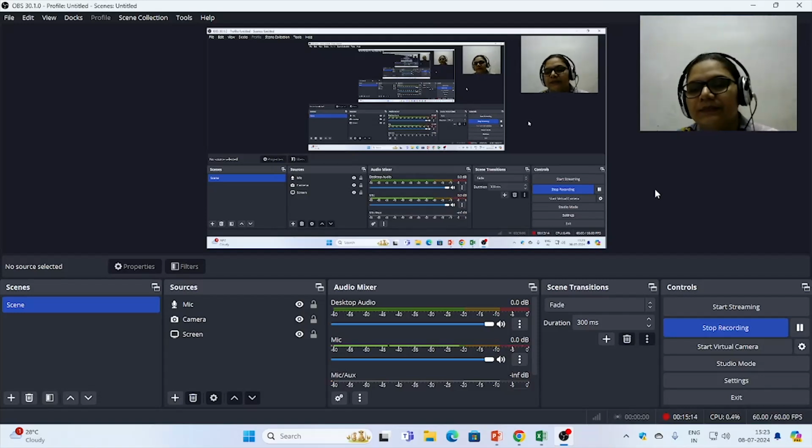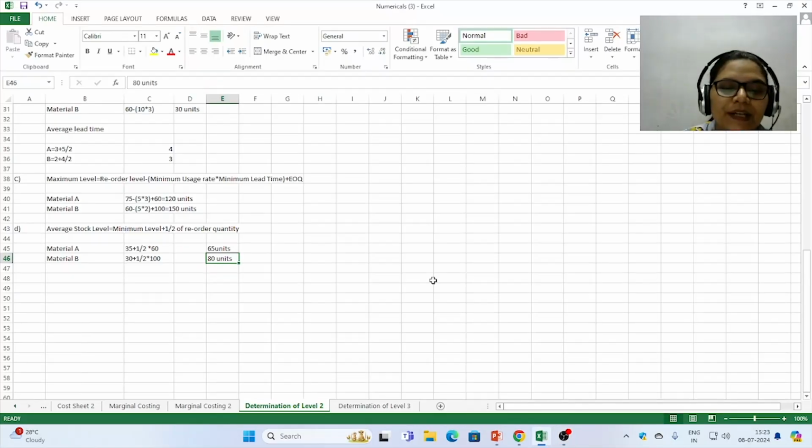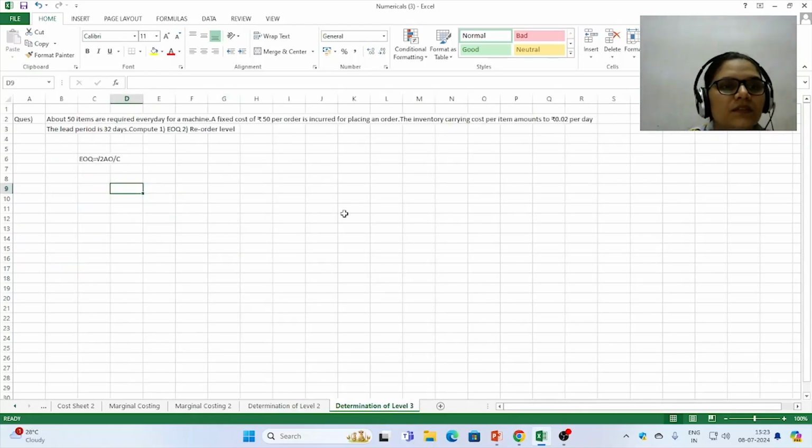Now next is another question which is right in front of you, in which you have to calculate EOQ and reorder level. About 50 items are required every day for a machine. A fixed cost of rupees 50 per order is incurred for placing an order. The inventory carrying cost per item amounts to rupees 0.02 per day. The lead period is 32 days. Compute EOQ and reorder level.